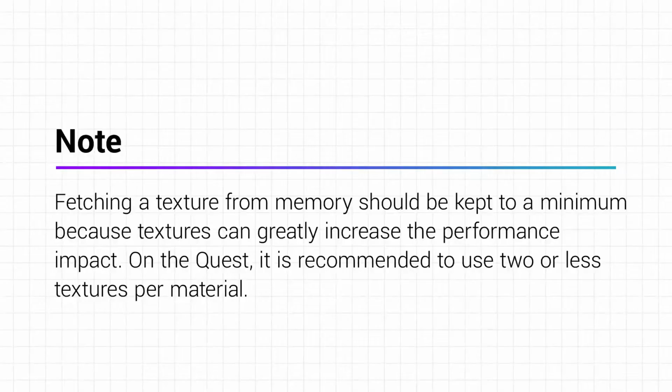The more complex your materials are, the more likely it will result in computationally expensive fragment operations. Therefore, you should set your materials appropriately depending on your graphical needs. One source of fragment operations performance impact is fetching a texture from memory. This means the use of textures in the material should be kept to a minimum because textures can greatly increase the performance impact. On the Oculus Quest, it is recommended to use 2 or fewer textures per material.